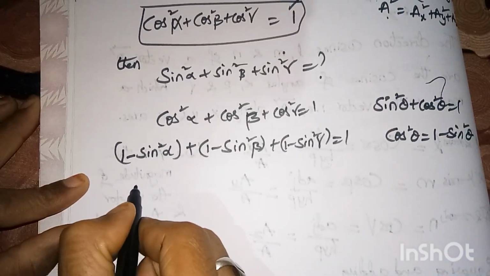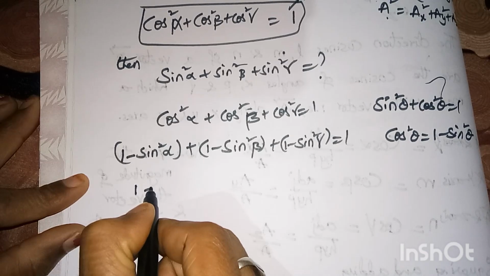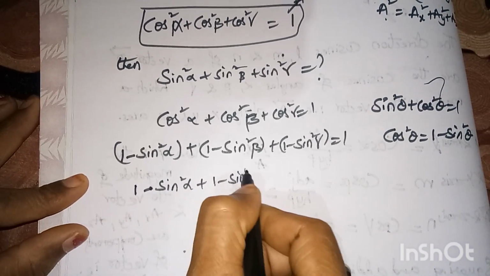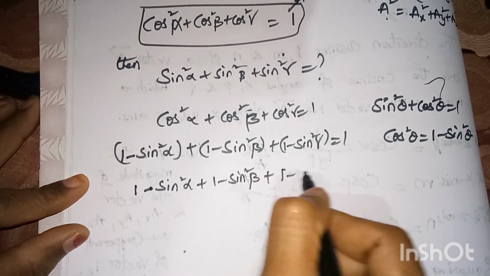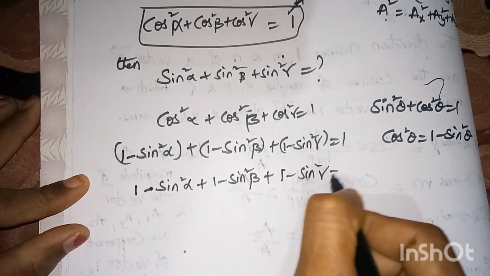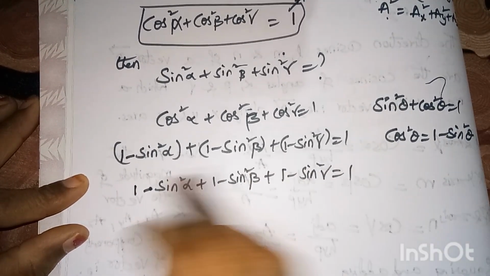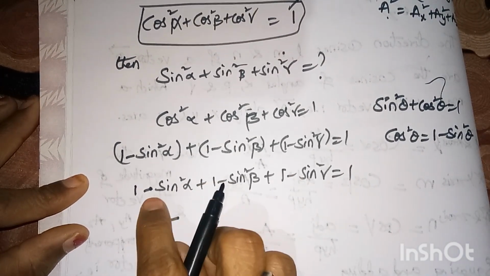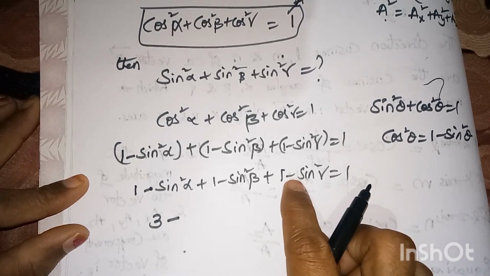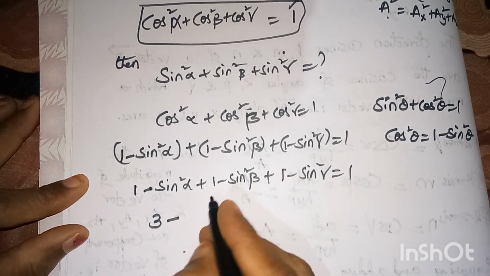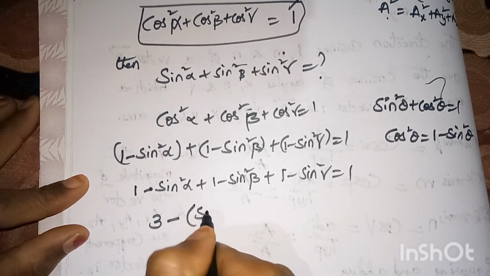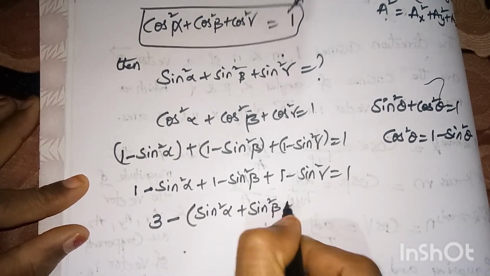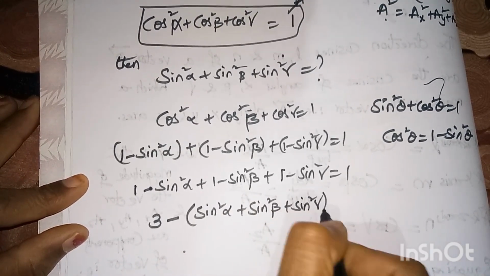So 1 minus sin square alpha plus 1 minus sin square beta plus 1 minus sin square gamma is equal to 1. 1 plus 1 plus 1, 3 minus. So you have all minuses here. Take minus as common here. Minus common means sin square alpha plus sin square beta plus sin square gamma, and that is equal to 1.